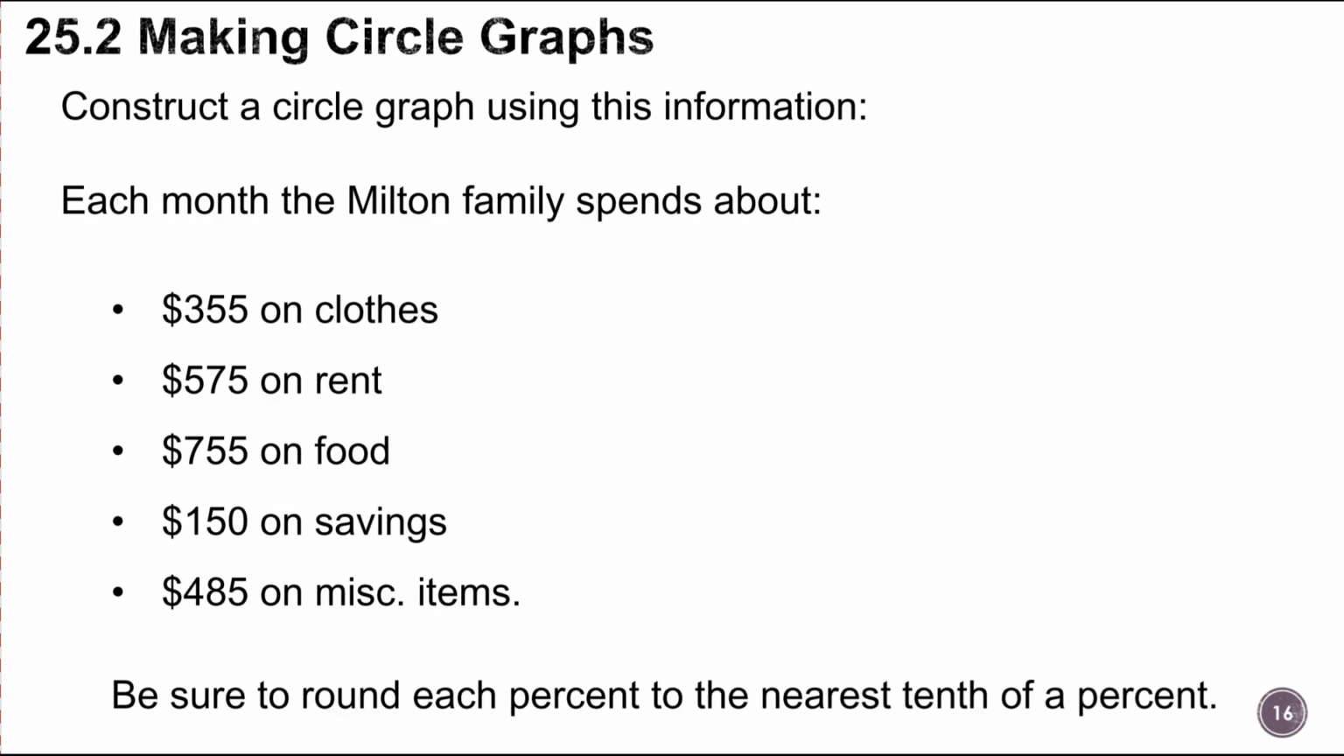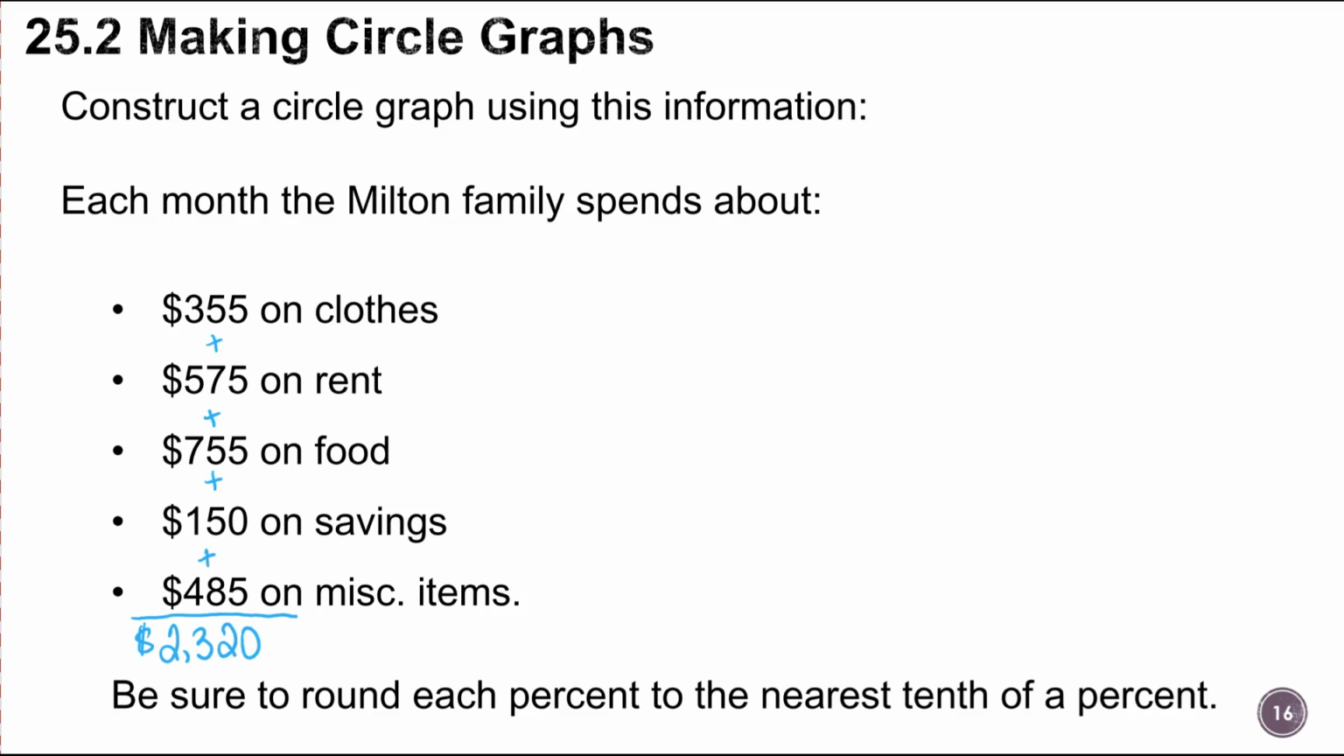This one says construct a circle graph using this information. I've actually already divided the circle graph up for you, and we're going to round each percent to the nearest tenth of a percent. One of the things that we would need to know on this is the total amount. So we're going to add all of these. I already know this total, so I had this figured ahead of time. We add these up to get our total of 2,320.